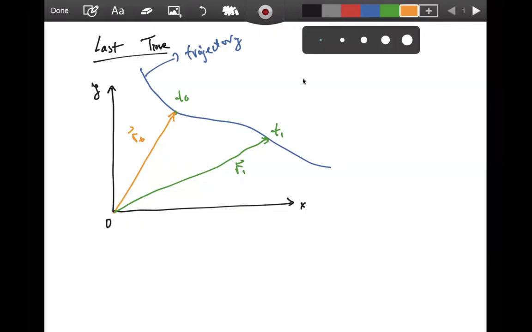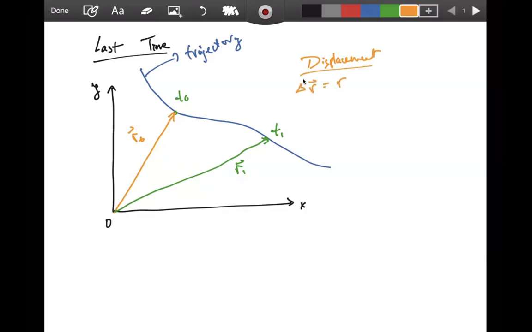And then from there, we define the displacement as delta R is equal to the final position, which in this case is R1, minus the initial position, which is R0, which again is just the slope of the line that connects the two points together. So in this case, this is my displacement. So this is my delta R.